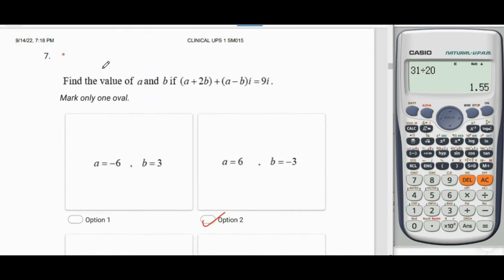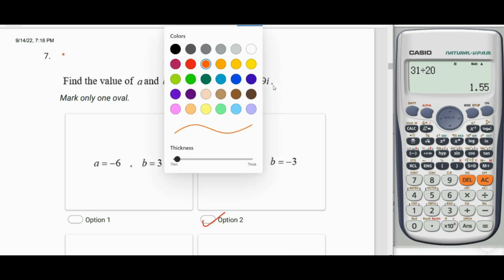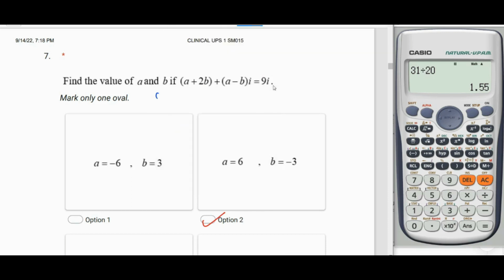Then we're going to look at this question, find value a, b, so that this operation will give you 9i. So this is a complex number. So we can see that complex number, we can compare where real part. So you at the right hand side here doesn't have any real part. So 2 plus a plus 2b equals to 0. Meanwhile, imaginary part, a minus b will be 9.